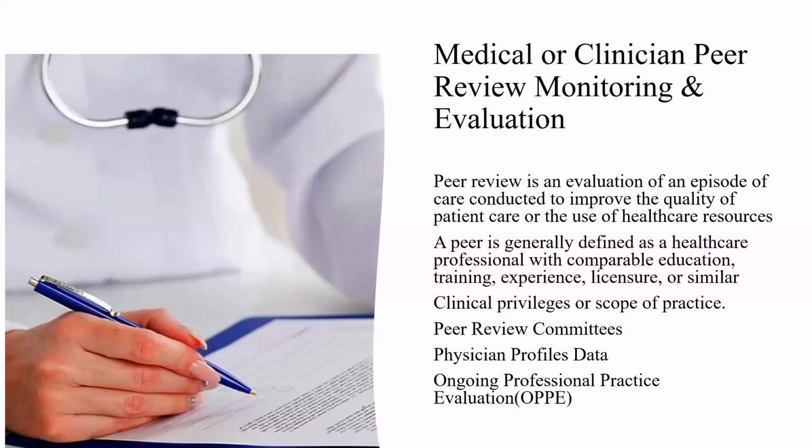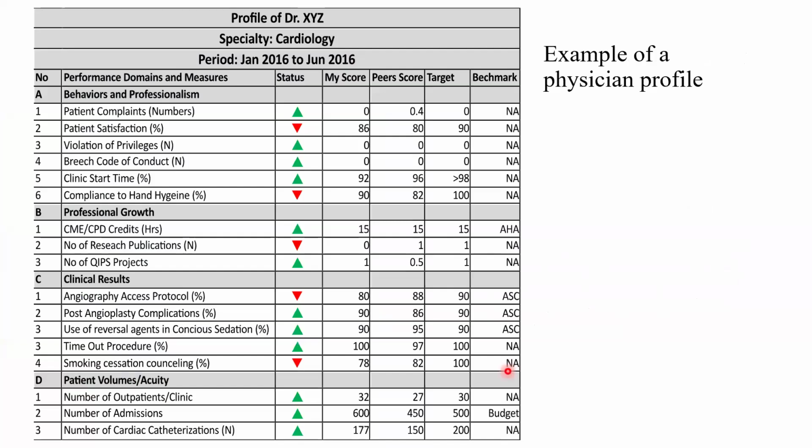It's an evaluation of an episode of care conducted to improve the quality of patient care. And that's an example. I actually picked a cardiologist. No offense to anyone who is a cardiologist. It's just an example. On this one, it's an actual report: their score, their peer score, their target benchmark where available, on behavior and professionalism, growth, clinical results, patient volumes, etc.